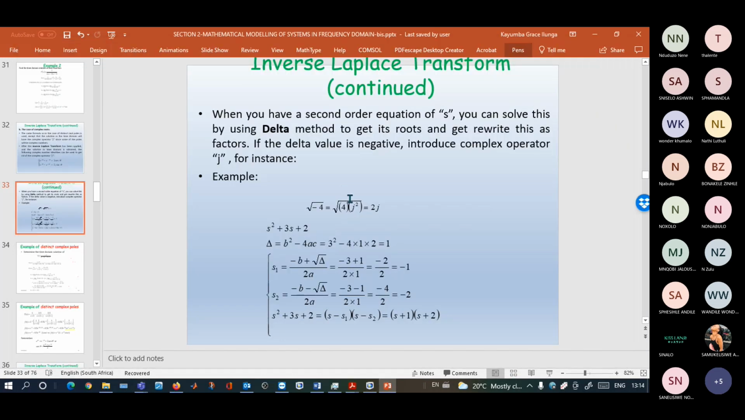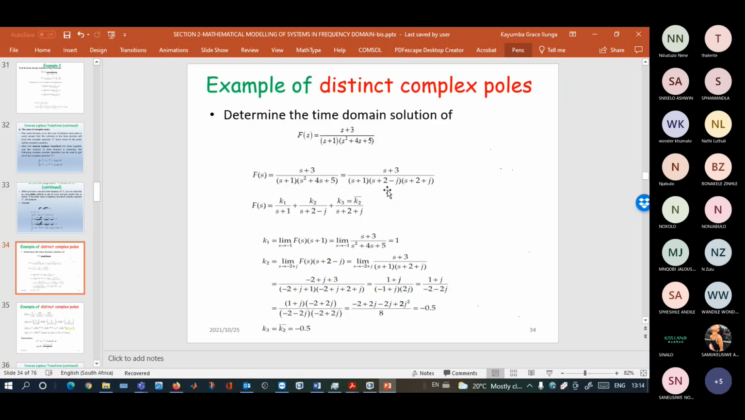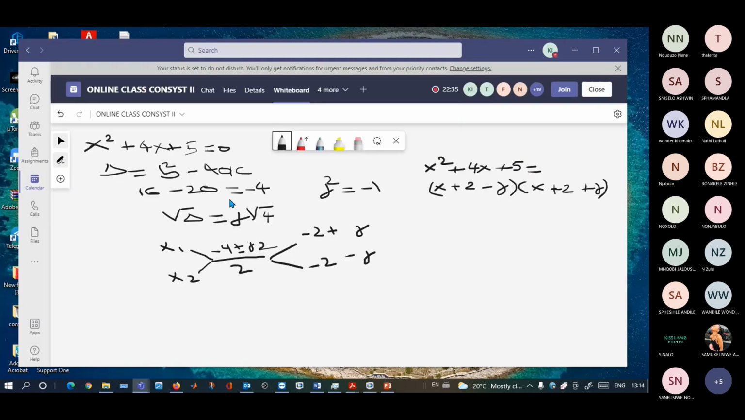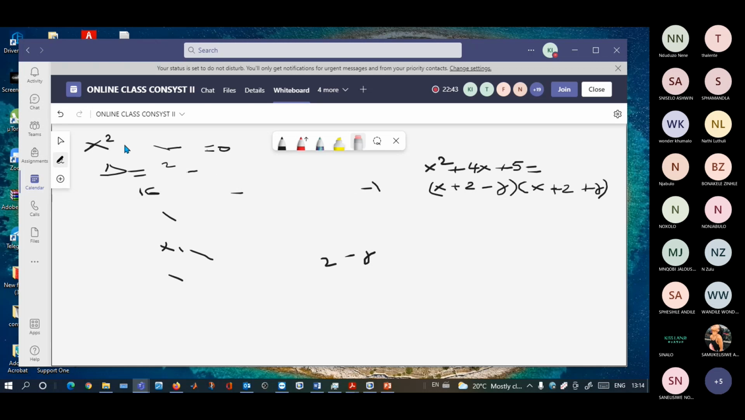So now let's go to our slides. You can see there is one example that is given to us. They give us this problem here, then they say we should find the inverse Laplace transform of this one. So this one is in the frequency domain. Let's go here. We can delete this one. Okay, we can delete everything there.